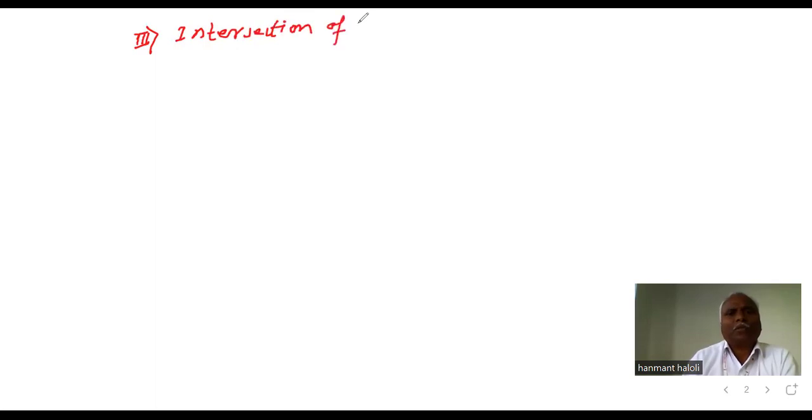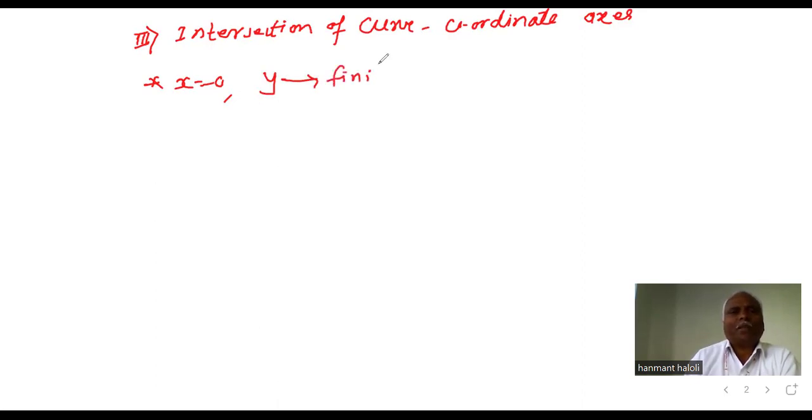We'll go for the next point, whether the curve is intercepting the coordinate axes or not. Let's check the intersection of the curve with coordinate axes. This is called interception. Coordinate axes is simple here. If you put x equal to 0, we have to get some finite value of y. Then you say that the curve is intersecting the y-axis.